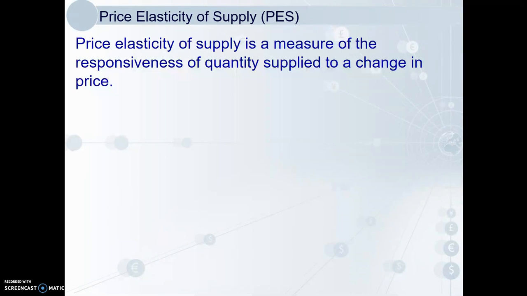Price elasticity of supply is a measure of the responsiveness of quantity supplied to a change in price. Now, we're familiar with the law of supply that states that if price increases, quantity supplied increases. But by how much will it increase? And by how much will it decrease if price falls? Let's take Christmas trees as an example.